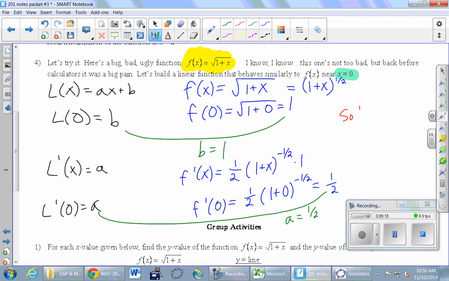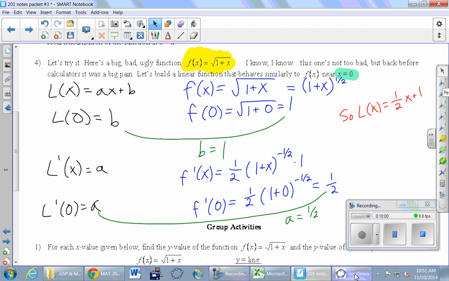Okay, so our big conclusion here is that the formula for our line, our best line, which started with ax plus b, what does that become in this case? Everyone see that? 1/2 x plus 1. Okay, so that's the idea, again, that you make the two functions agree at 0, and you make their derivatives agree at 0, and this is the best we can do.